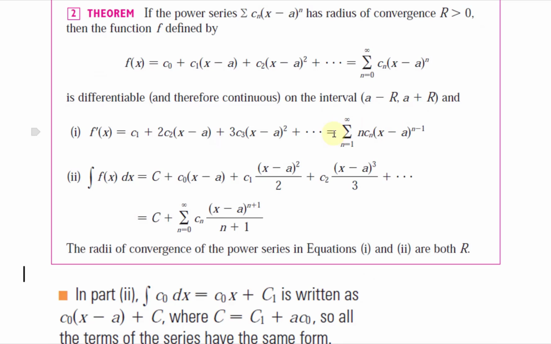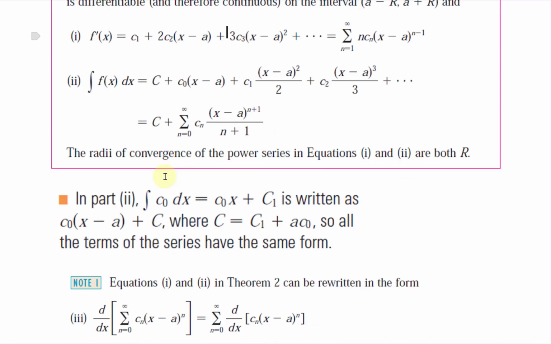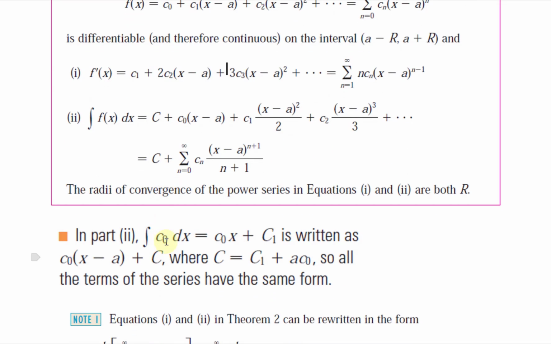You can just differentiate it like a typical function, term by term inside. And likewise, you can also do the same thing for the integral. If you take the integral of this, c0, the integral of that is just going to be c0 x, then plus a constant c. But they've rewritten it like this, and I'll get to that in a bit. I'll also just show that right here. So in part II, the integral of c0 dx is equal to c0 x.